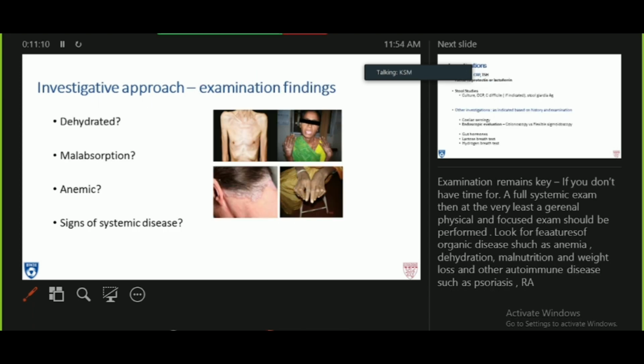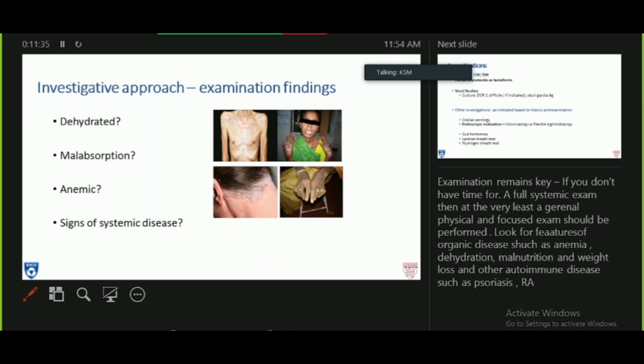Examination is also really important. I think if you can't do a full detailed systemic examination, at least do a really good general exam and a targeted exam based on the history the patient has provided and what you can see before your eyes. Is this person dehydrated or malnourished? Could they be anemic? Are there any signs of systemic disease like, say, psoriasis or rheumatoid arthritis?